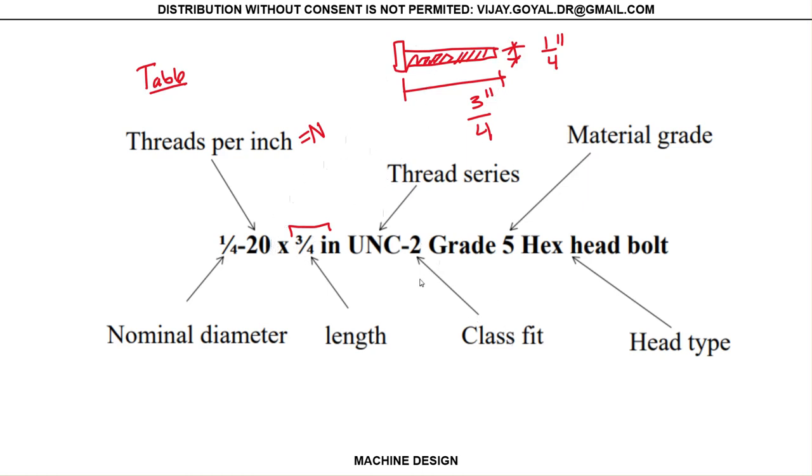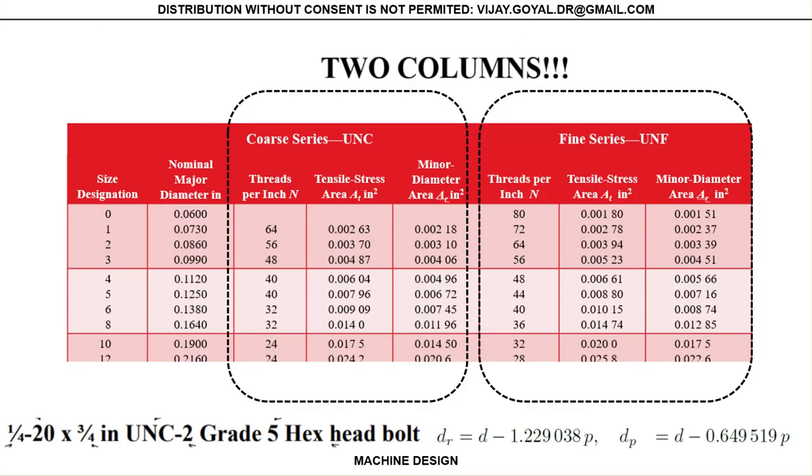This tells the class fit, this is the material grade, and this is the bolt type. So it basically tells you what this part looks like. This is the most general case. So if you had something like this, and I told you this is 1/4 inch, maybe 1/4 inch is somewhere over here. But let's suppose I want to use maybe this one right here.